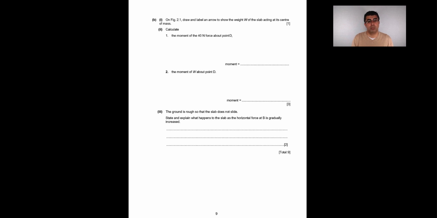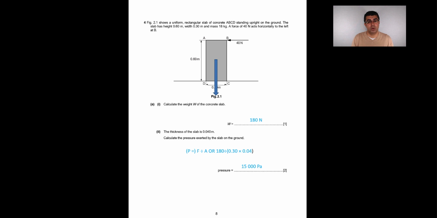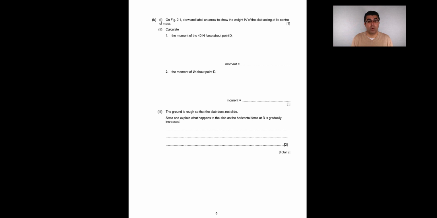On figure 2.1, draw and label an arrow to show the weight W of the slab acting on its center of mass. Now, the one thing that I did not do here is label it, which is something that I should have done. I should have labeled it weight, but the arrow is there, and this is what you would have had to have done in the exam. Incidentally, because I didn't label it weight, I would have lost the 1 mark that was on offer.